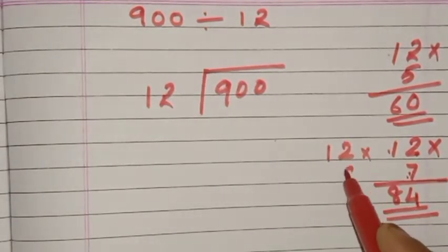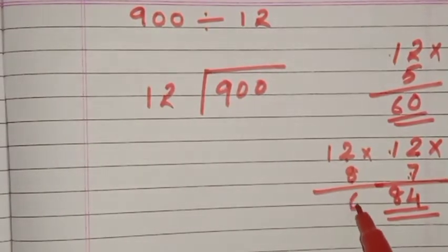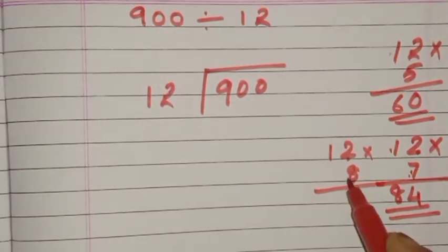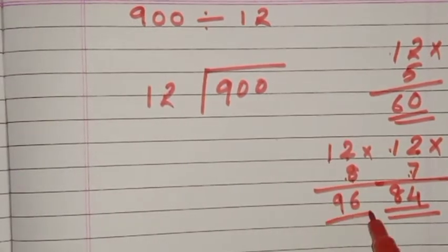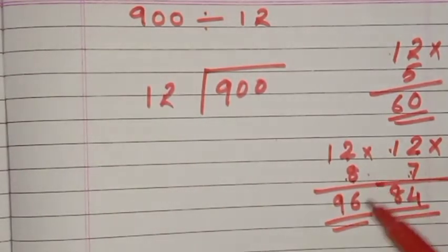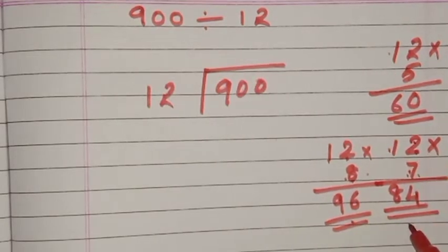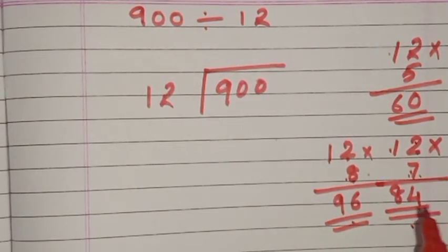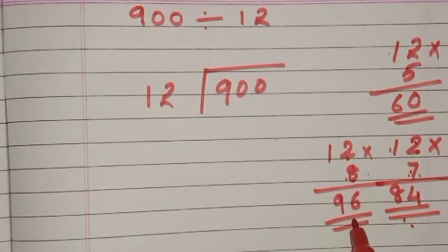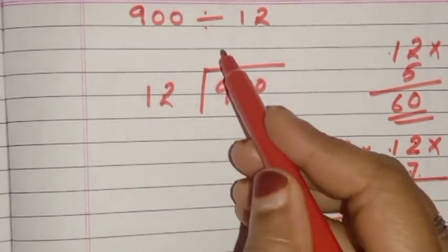12 into 8. 8 2s are 16, balance 1. 8 1s are 8, 96. So here 12 into 8 is 96, and 12 into 7 is 84. So which number do we take? We take the smaller number, 84. Here 96 is bigger than 90. So we take 84, and we write here 7.